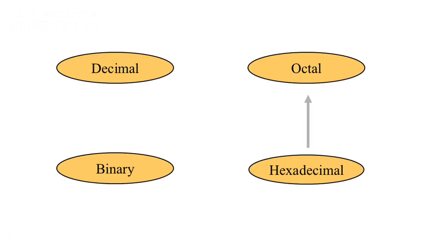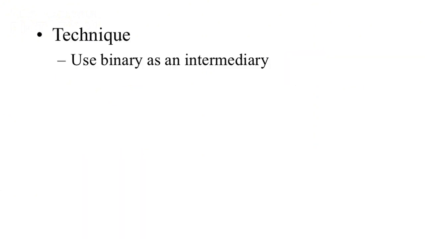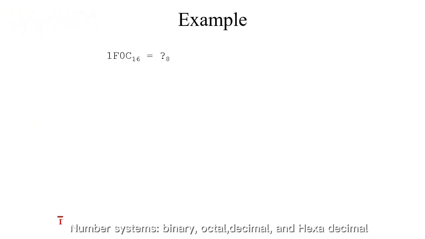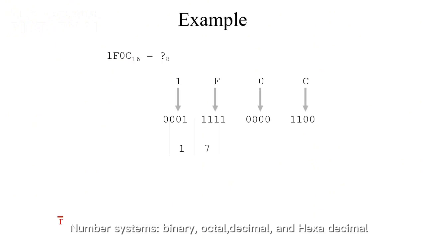Now, let's reverse the process and convert from hexadecimal to octal. Again, binary serves as the intermediary step. The technique for converting from hexadecimal to octal also involves using binary as an intermediary. This consistent method ensures accuracy. Here's an example of converting 1F0C in hexadecimal to octal. Convert each hexadecimal digit to binary, then group the binary digits into sets of 3, and convert these groups to octal.